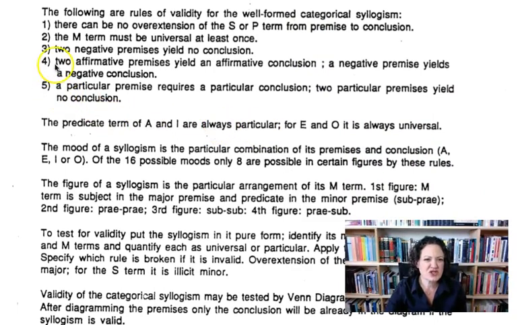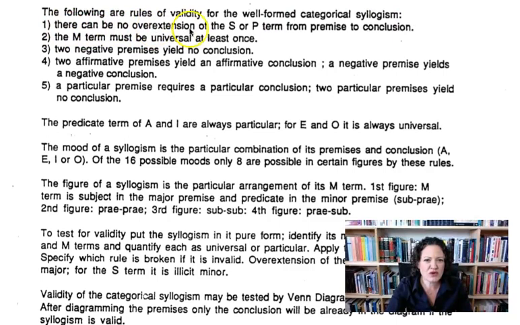I'm going to just show you the rules we're going to use, and then we're going to split them in half. Okay, so the following are rules of validity for the well-formed categorical syllogism. Notice there's some that are not well-formed, and there are some that are. That's what we're going to test for.